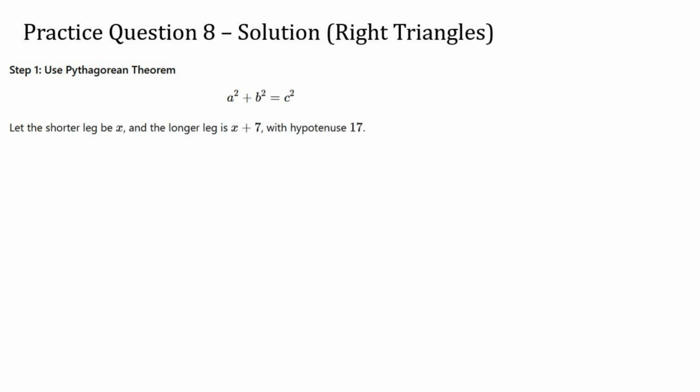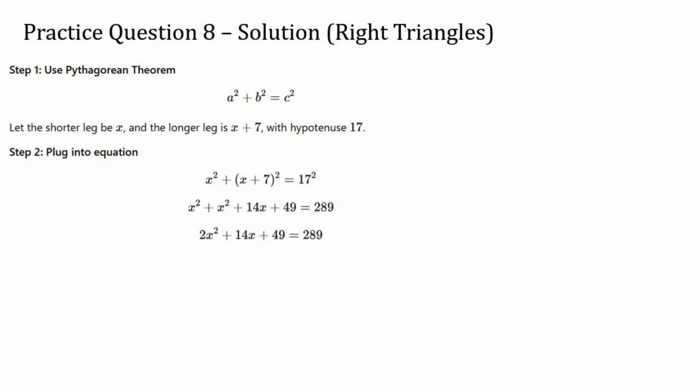To solve this right triangle problem, we start by recalling the Pythagorean theorem, which relates the lengths of the sides of a right triangle. We're told the hypotenuse is 17 units. One leg is 7 units shorter than the other. So, we define the shorter leg as x, and the longer leg becomes x plus 7.